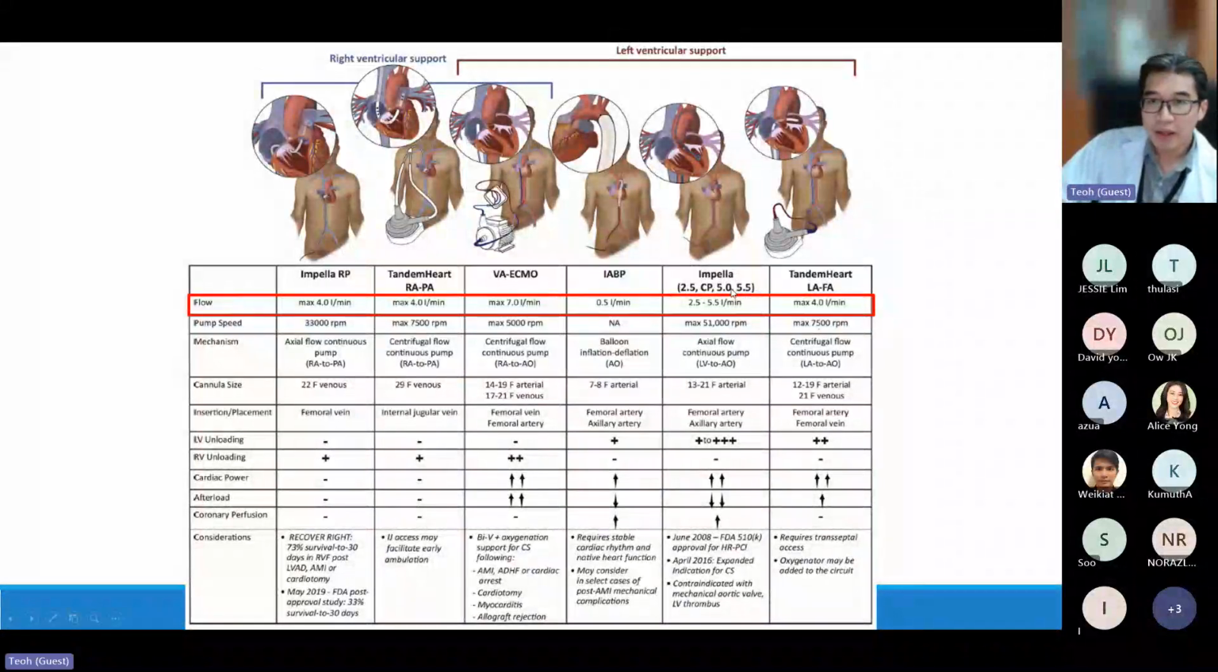When you talk about Impella, it can produce up to 5.5 liters, TandemHeart 4 liters, and VA ECMO, of course, is the most powerful mechanical support here, 7 liters, basically can take over the whole heart function. So of course, some of you may say, oh, it's very tough, let's say everyone will put ECMO, then it should be okay. I think it is a fair answer for you to say that.